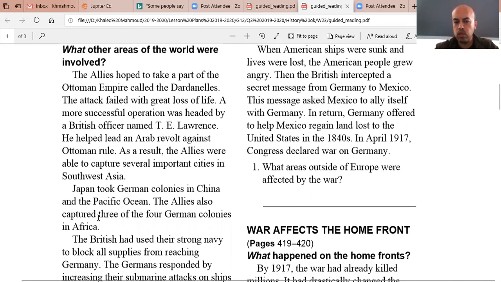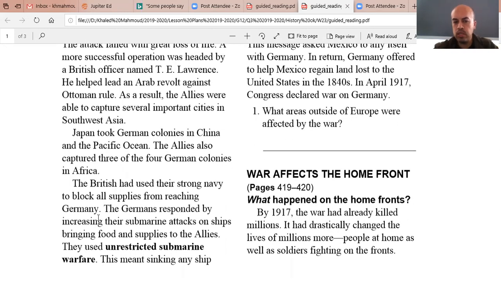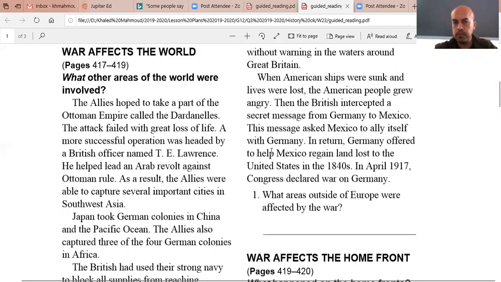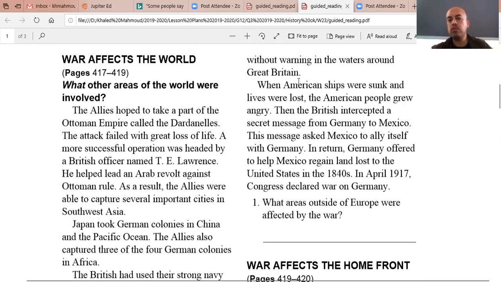Japan took German colonies in China and the Pacific Ocean. The Allies also captured 3 of the 4 German colonies in Africa. The British had used their strong navy to block all supplies from reaching Germany. The Germans responded by increasing their submarine attacks on ships bringing food and supplies to the Allies. They used unrestricted submarine warfare. This means sinking any ship without warning in the waters around Great Britain. The main purpose of submarine warfare is to blockade Great Britain and stop any supplies from reaching it.